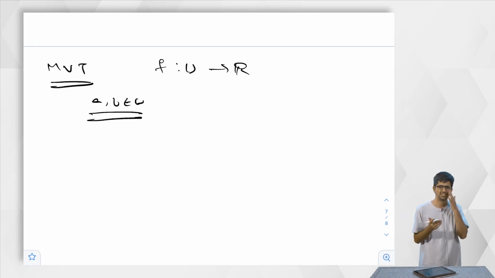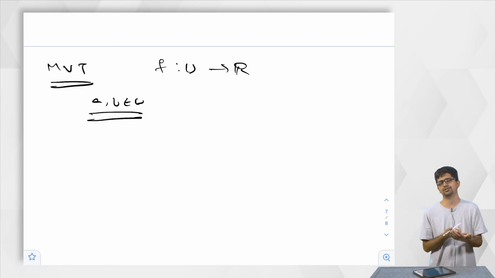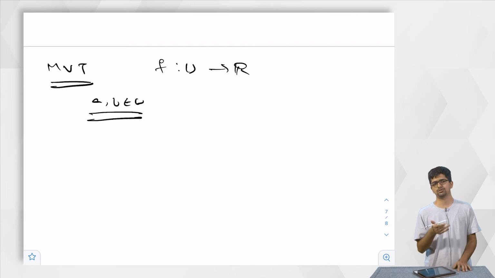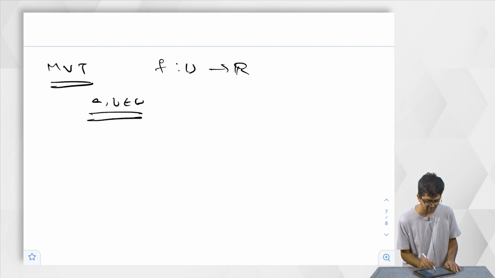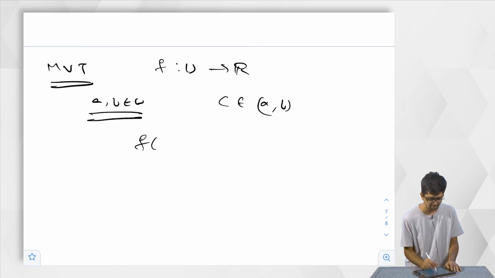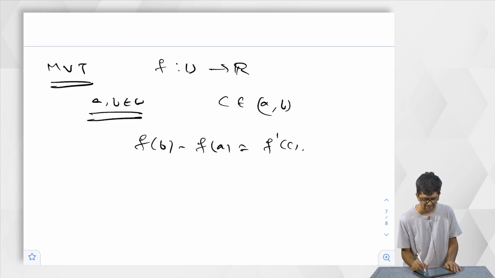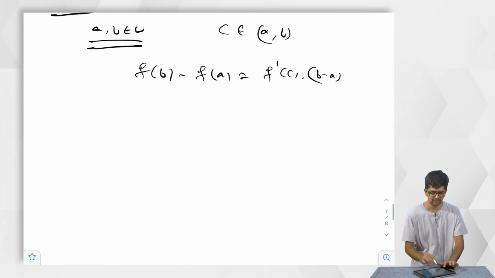What is Rolle's theorem? Suppose I have a differentiable function and two elements a and b such that f of a is equal to f of b. Then there is a c belonging to (a, b) such that f dash of c is 0. But here we are not in that setup. We only have two elements in the domain. Then we have an element c belonging to (a, b) such that f of b minus f of a is equal to f dash of c times b minus a. This is the only thing that we have.